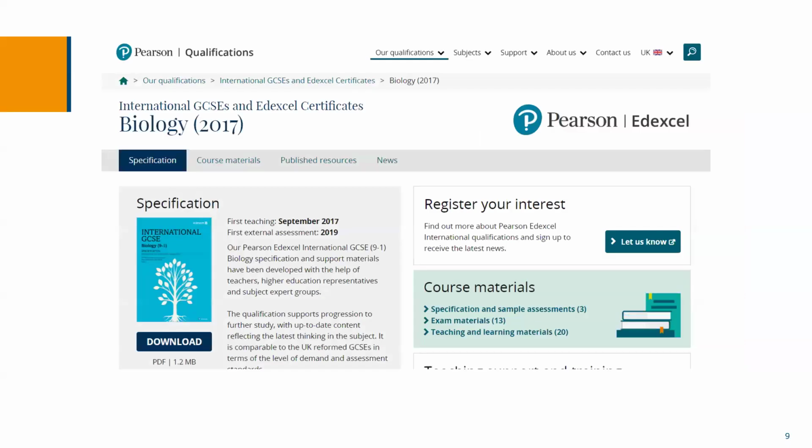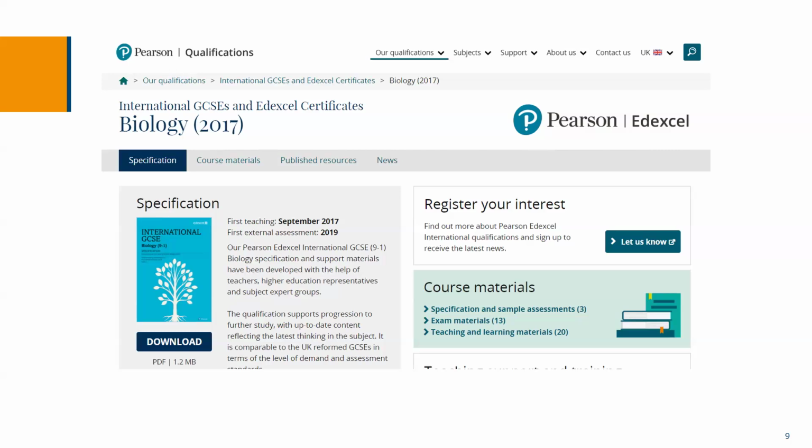So you can find that specification here on the Pearson qualification website. If you just type in Pearson qualifications, you'll see everything comes up. Then you go to the International GCSEs, and for today you would select biology or double science, depending on what it is that you're doing. And you can see you can download the specification from there.